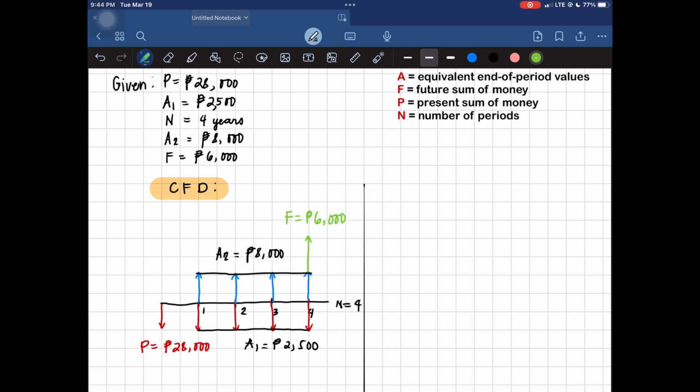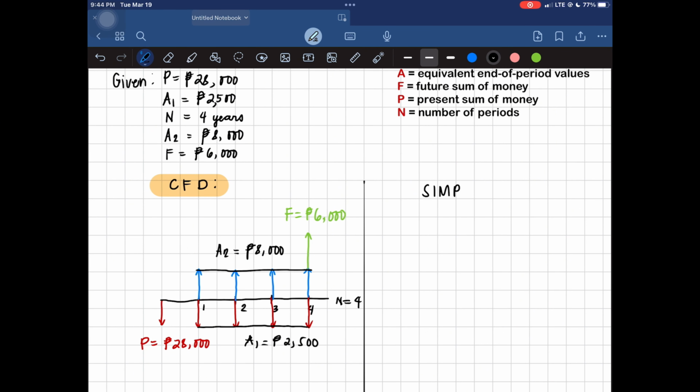But since we are asked to make the cash flow diagram into a simplified one, then we will create that one, okay? Okay, so let's have a downward arrow here for our present value. Let me just draw a horizontal line here. So yes, the value of our P is 28,000 pesos. Since we have 4 years, we have to put it here.